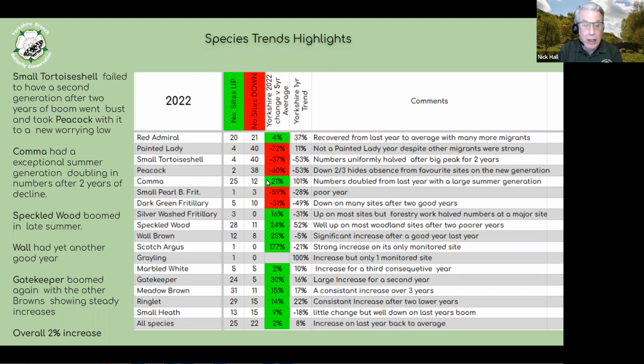Wall, now that's another story, which I'm going to elaborate on in the 30-year review, has had yet another good year. More than 40% of our monitored sites now have wall. It's up about another 8 sites this year. They are on the move, and there's a lot happening with wall. Gatekeeper has boomed again. And you might remember when we got to August, there were very few butterflies apart from gatekeepers. They were the last of the survivors in the heat, and they really did boom. Many of the other browns also boomed. The marble white had an amazing year.